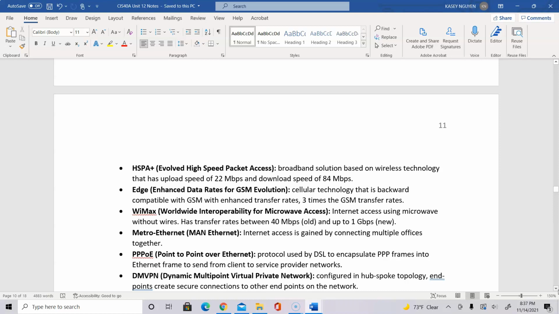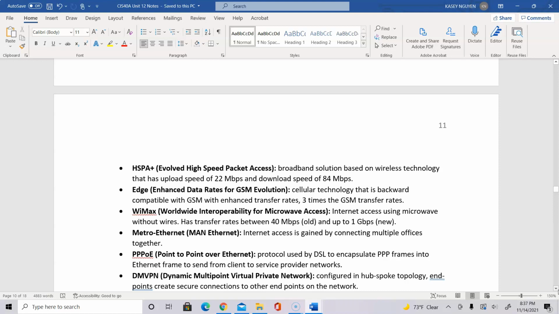This is internet access using microwave without wires, and it would have a transfer rate of 40 megabit per second on the old type of architecture, and on the newer type that will be 1 gigabit per second. Then we have the Metro Ethernet or the MAN Ethernet. This is now implemented in a lot of metropolitan areas, like cities. Internet access is gained by connecting multiple offices together, so that way the public can also have internet access.